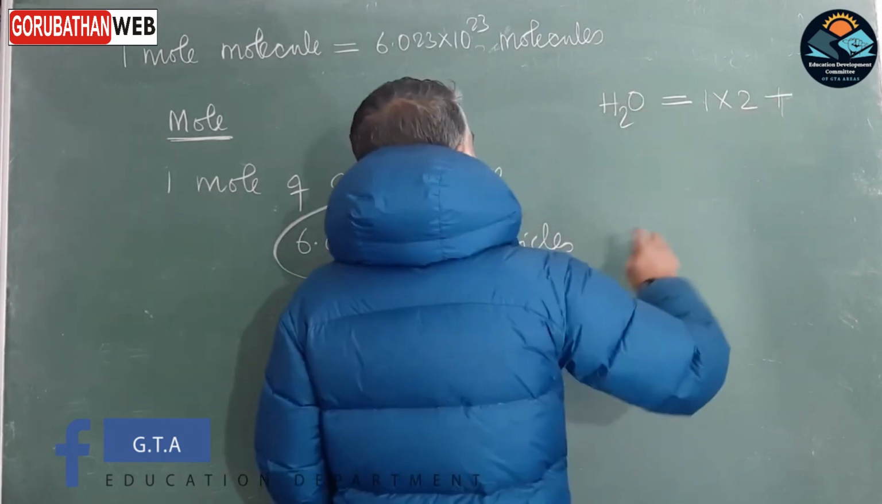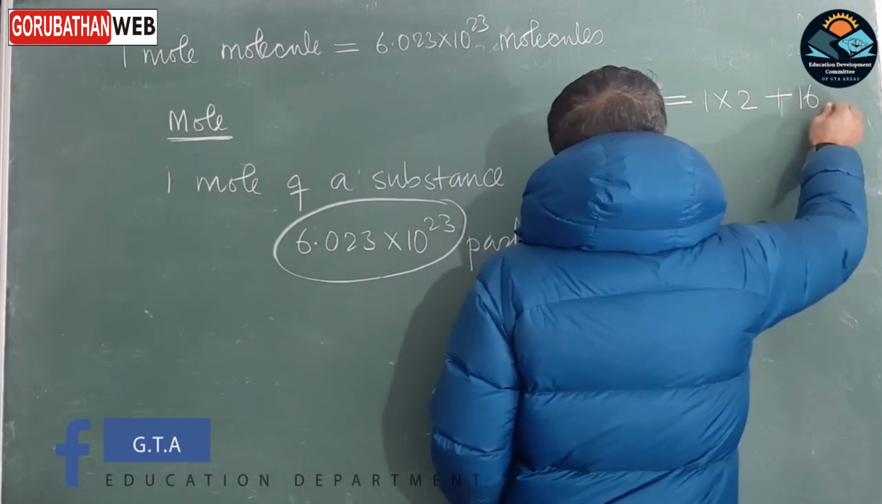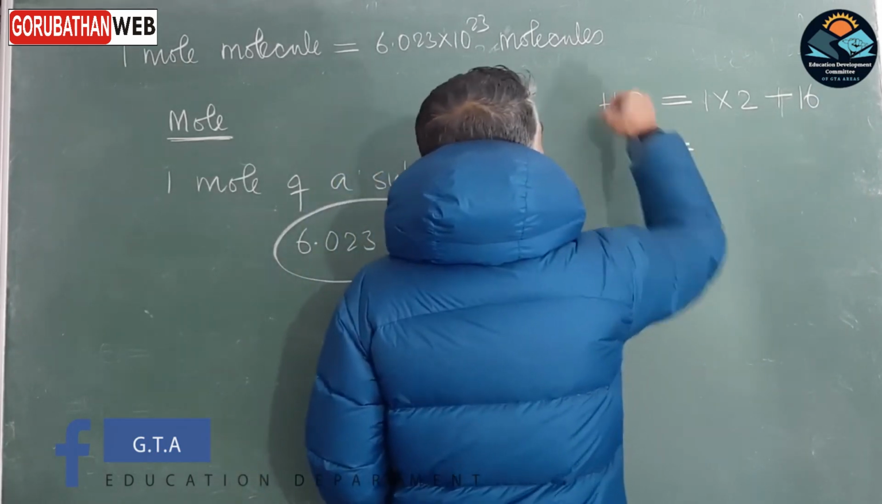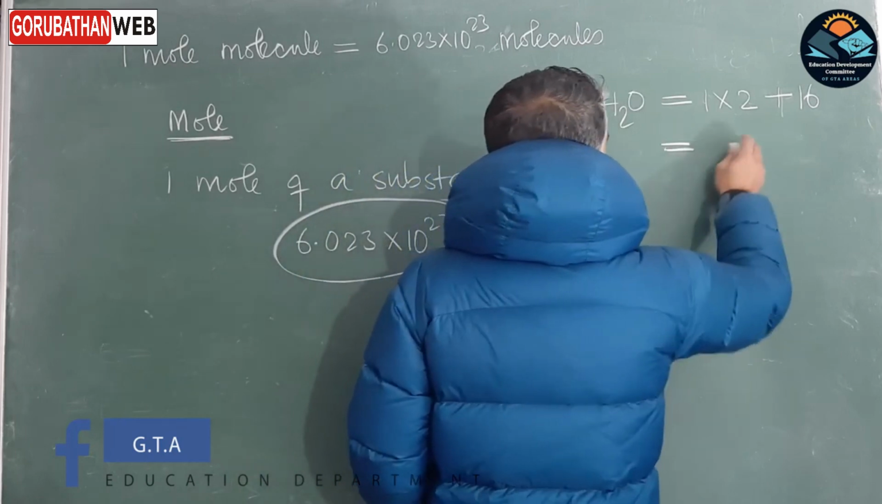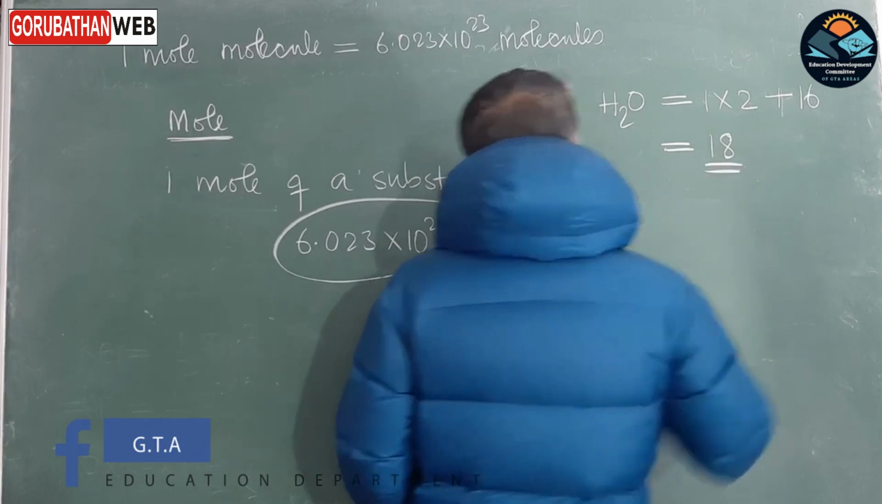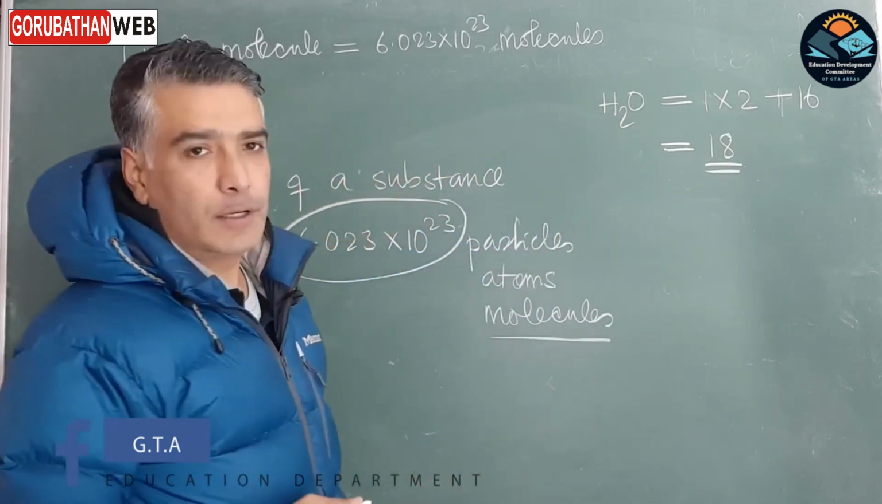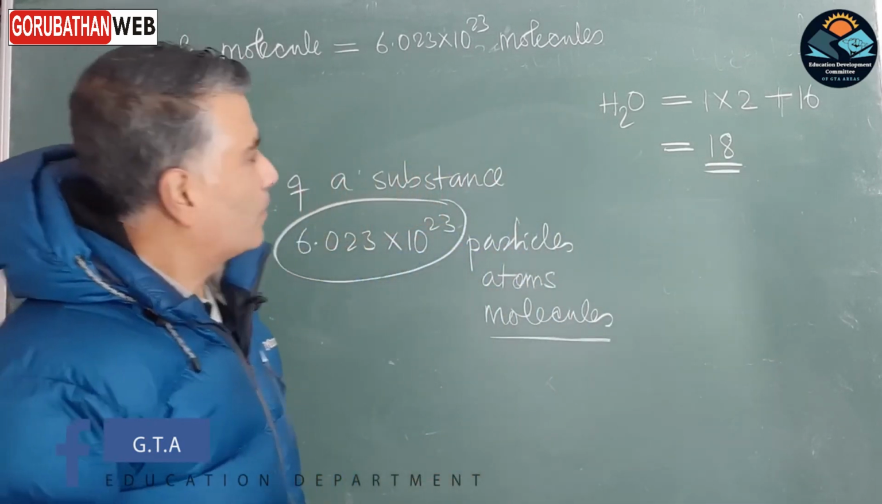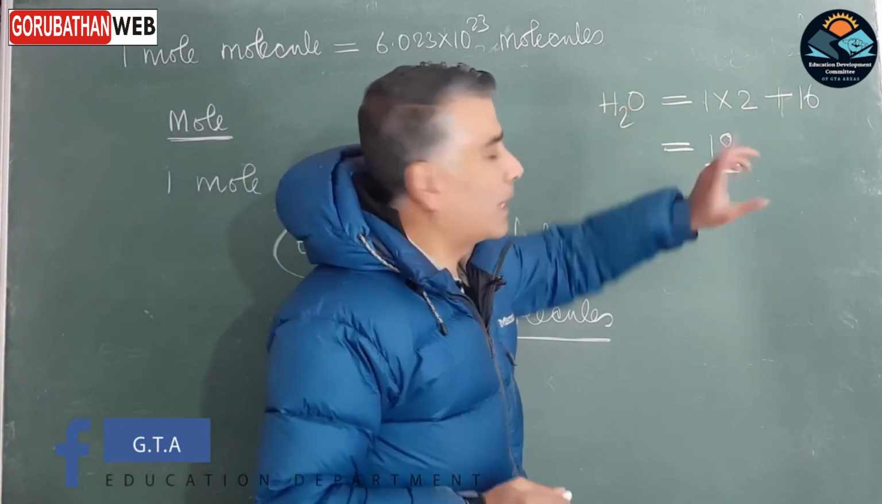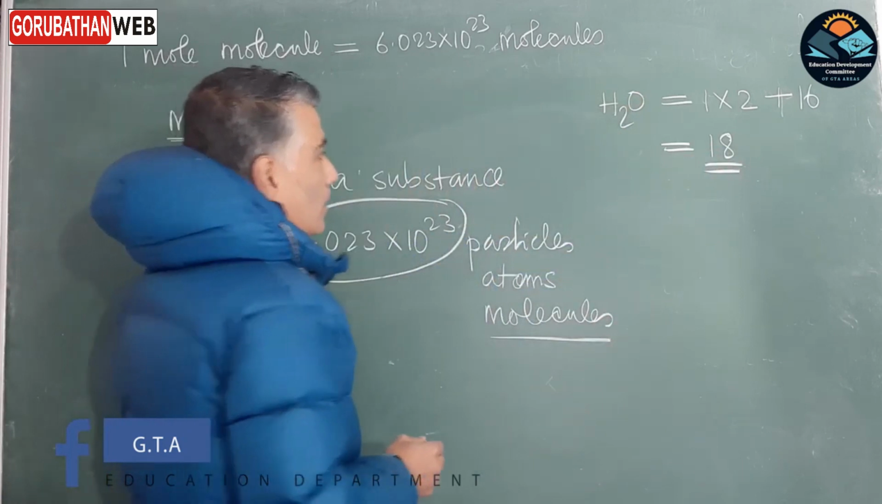And atomic mass of oxygen is 16. So I'll take only 16 because there's only 1 atom. So masses of all the atoms in this molecule together is going to be how much? 2 plus 16 is 18. So that's the mass of the molecule of water. It's known as molecular mass. From the molecular formula, by adding the masses of all the atoms, whatever we get is called molecular mass.